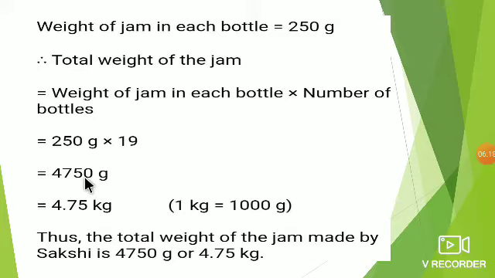4750 gram. Convert this into kilogram. How to convert it? 1 kilogram is equal to 1000 grams, and these are the grams. So, divide this number by 1000. So, we can write here 4.75. After dividing, we will get 4.75. Thus, the total weight of the jam made by Sakshi is 4750 grams or 4.75 kilogram.